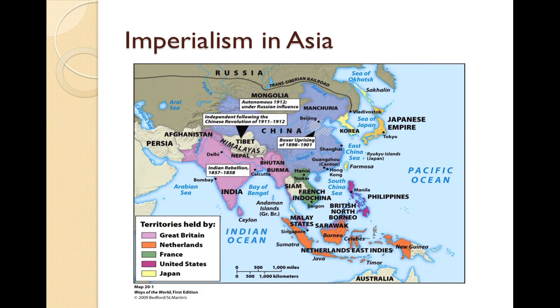If you look at this map here, you can see the countries that are imperializing are Great Britain, the Netherlands, France, the United States here in the Philippines, and Japan on the peninsula of Korea. Much of China and, of course, India is controlled by Britain. The Netherlands controlled this part of the world down here, which we now call Indonesia. And France had control in what was called Indochina at the time, and which we now call Vietnam and Laos.